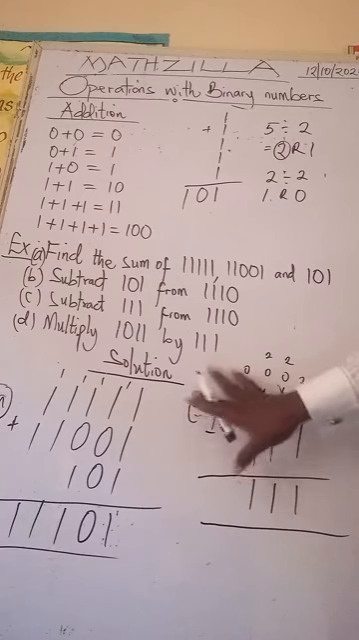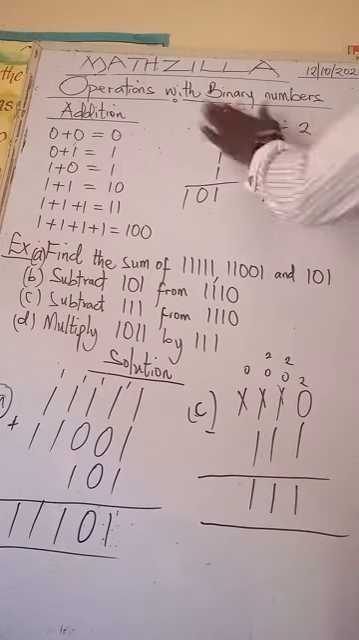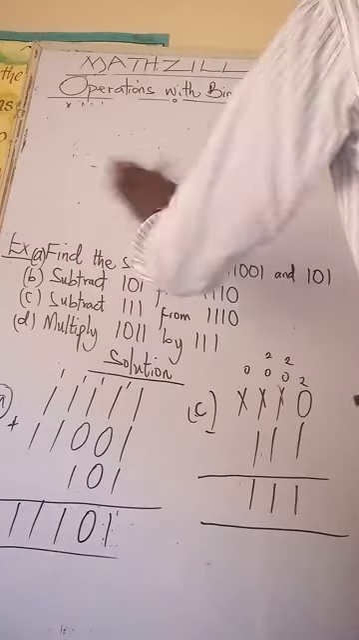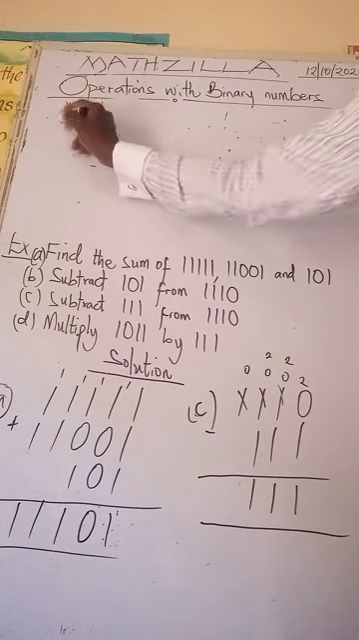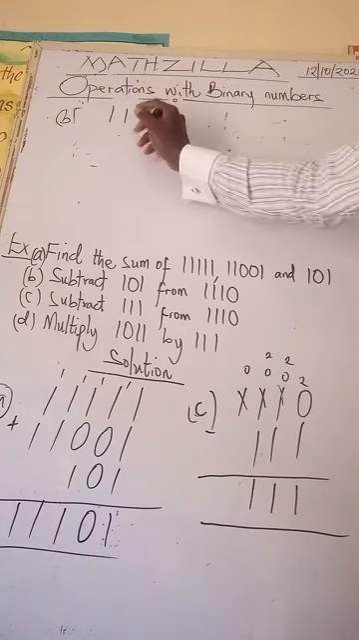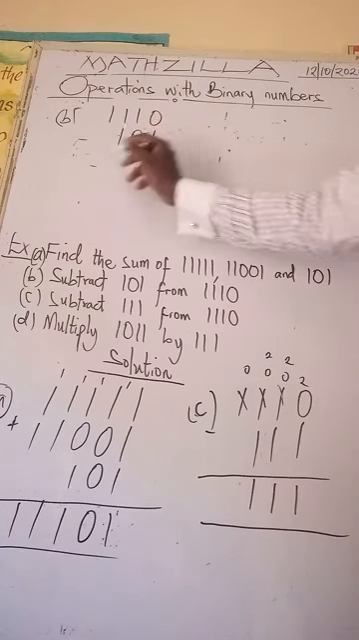Actually, what I just solved now is the C part. I'll take the B part now. I hope we're following. Now, the B part. The B part is easier than this. 1, 1, 1, 0 minus 1, 0, 1.